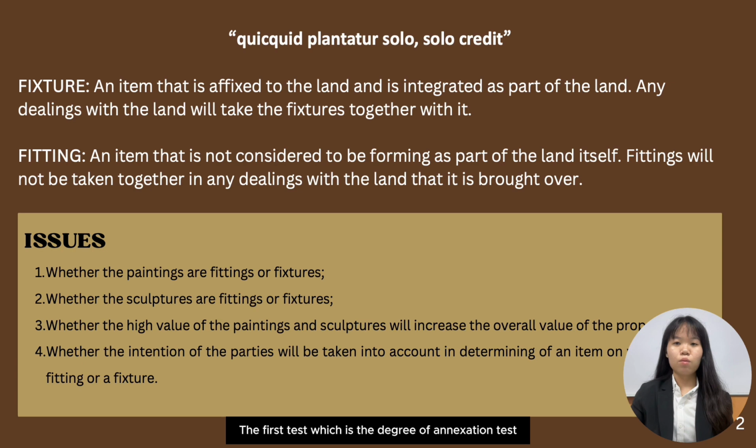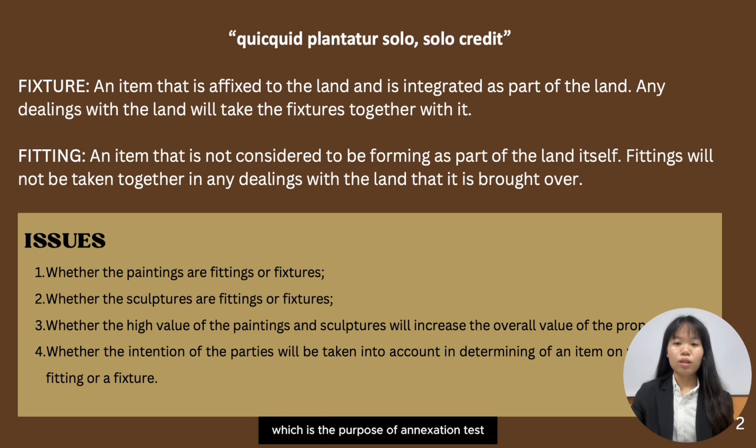The first test, which is the degree of annexation test, focuses on the physical attachment to the land. Generally, the greater the degree of annexation, the more likely the object is a fixture. If physical damage will occur during the removal of the item, it might be a fixture. If the item is attached to the land in a permanent way and not temporarily, it might also be a fixture. And if an item is exceptionally heavy, that is, strongly held by gravity, then it might be a fixture.